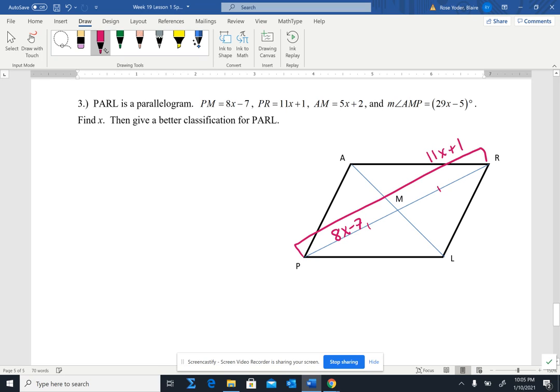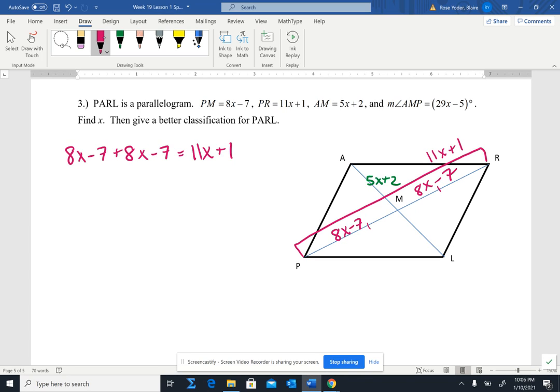How is that helpful? Well, diagonals bisect each other, so both of those halves actually could be called 8x minus 7. And then I could add them up and get a total of 11x plus 1. I gave you AM is 5x plus 2, but I didn't give you any expression for the other half. So I think we want to use the pink expressions. I want to add up my two 8x minus 7s and set it equal to 11x plus 1. We did a lot last week where I gave you expressions for the 2 halves and you set them equal to each other. This time you had to add up the 2 halves and set it equal to an expression for the length of the whole diagonal.